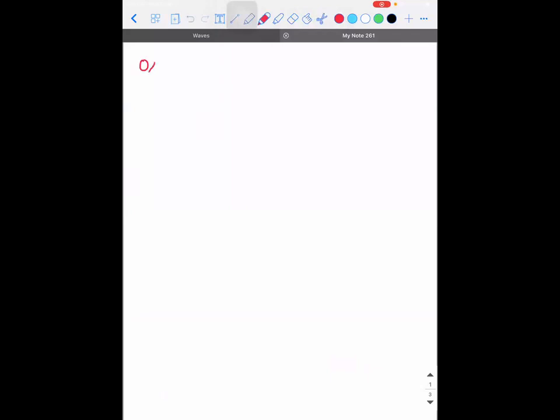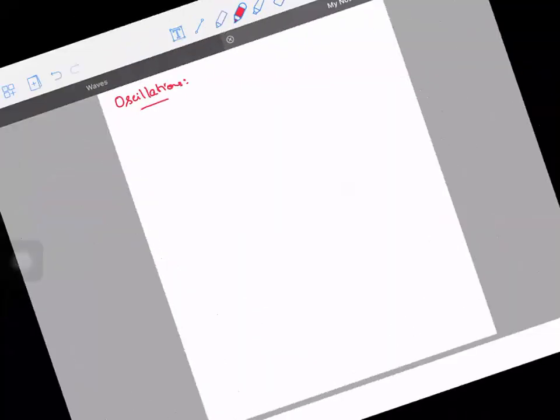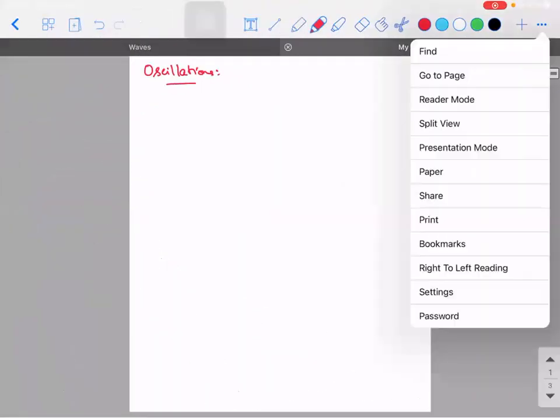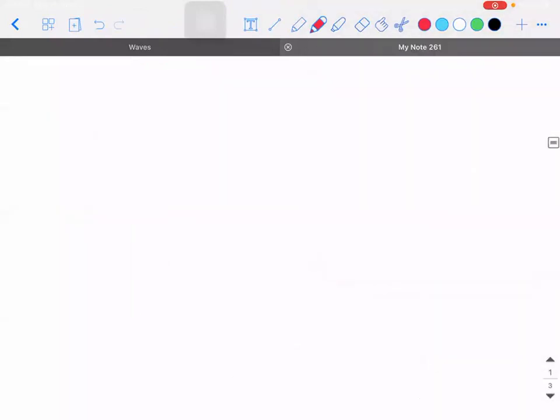So the previous chapter was named oscillations, and this chapter is named waves. What do you think is the difference between these two? First we need to understand why two different chapters.